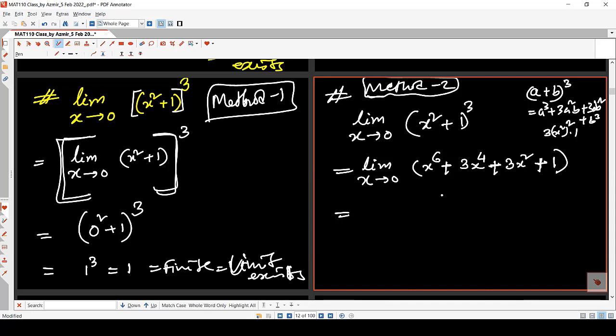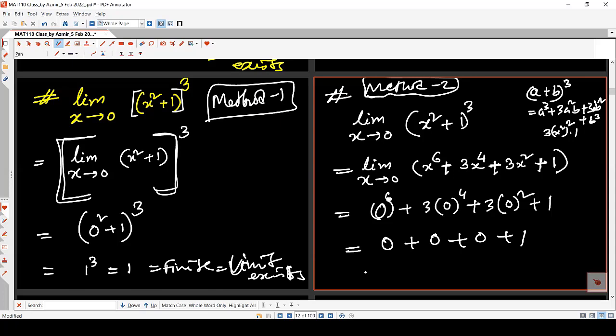But if we want, we can also write directly. So we need to input 0 where we have x. So 0 power 6, that is actually 0, plus 3 times 0 power 4. Let me write power 6 here so that you can understand where we are plugging the value of x. So 3 times 0 squared, plus 1. Finally you can see that it is 0, 0, 0 plus 1, so 1. That means it doesn't matter whether we apply this method or this method, we are going to have the same result.